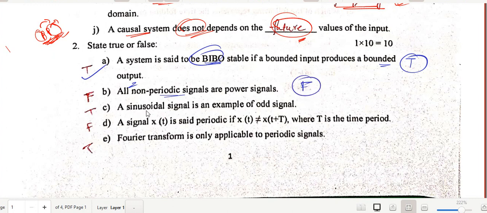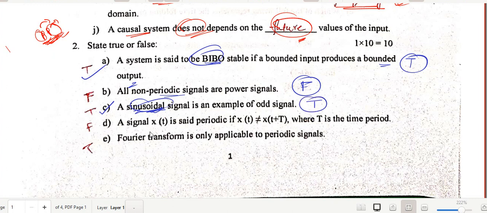The next question: a sinusoidal signal is an example of an odd signal. They are basically saying a sine signal. The question itself is a little contradictory, because it should have said sine signal, since sinusoidal means both cos and sine can be considered. So that is why I'm asking about a sine signal. A sine signal is an odd signal, so it is true.